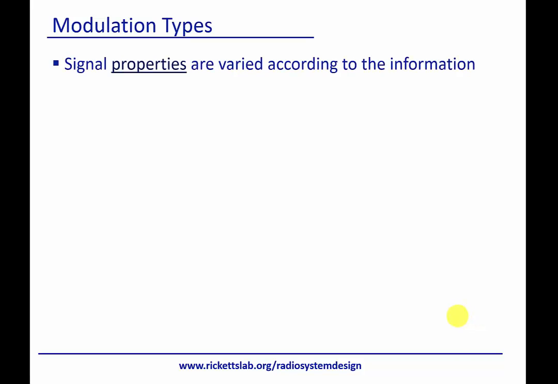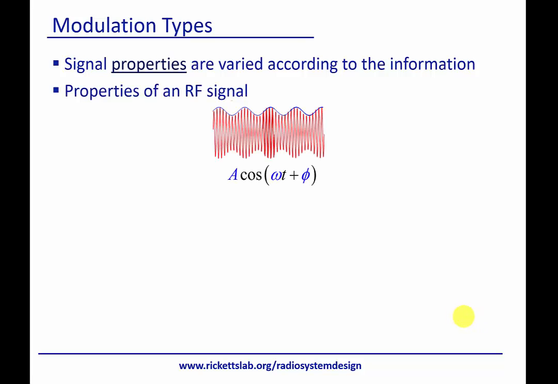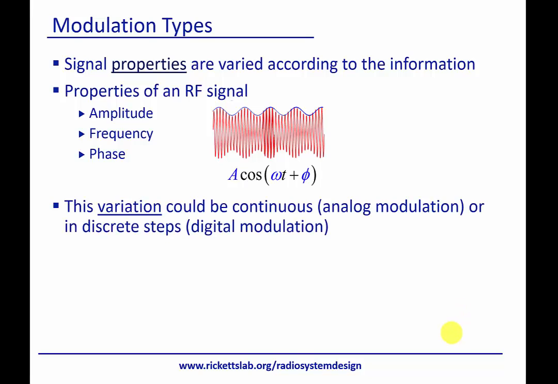So the signal properties are varied according to the information. So what do we mean by that? Let's look at some of the properties of an RF signal. I've listed here in blue 3 different properties: the amplitude, the frequency, and the phase. And these are 3 different knobs, if you will, that we can vary to convey information. This variation could be continuous as in analog modulation, or in discrete steps as in digital modulation.